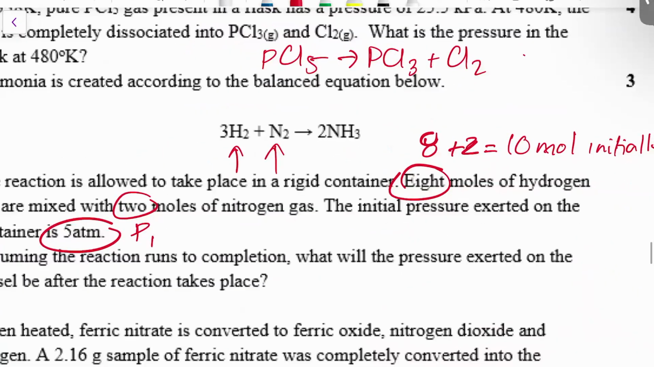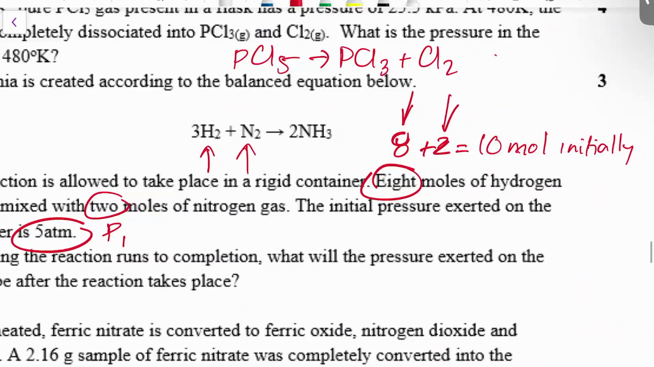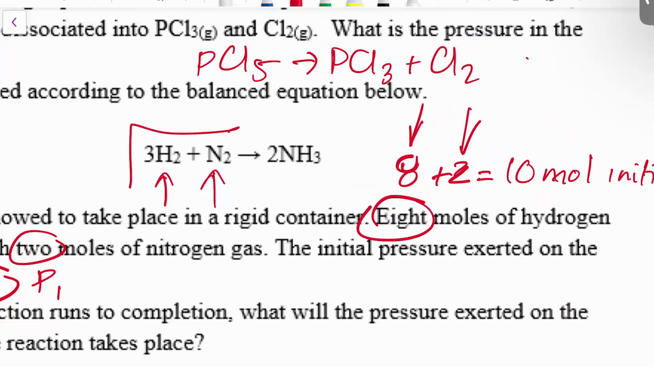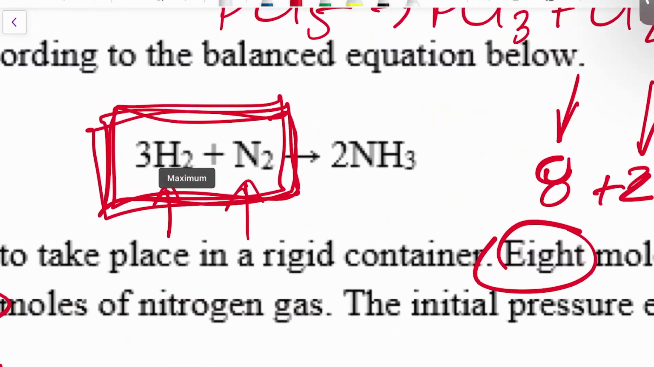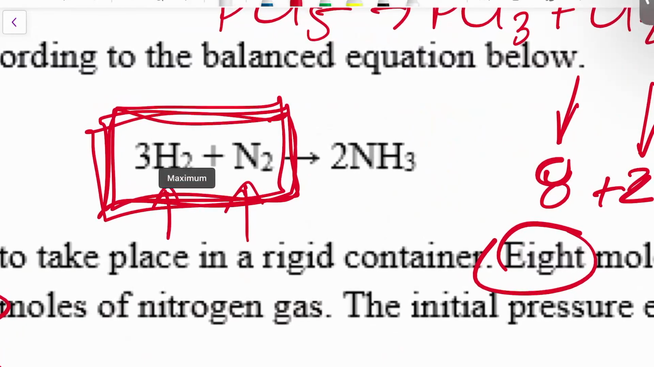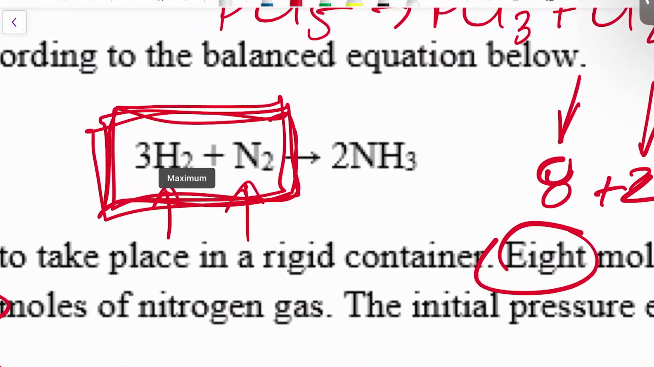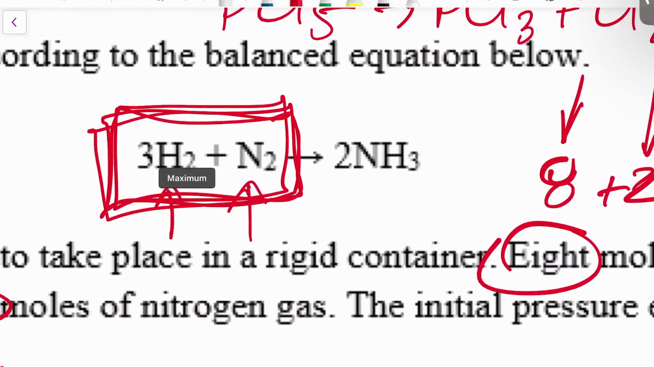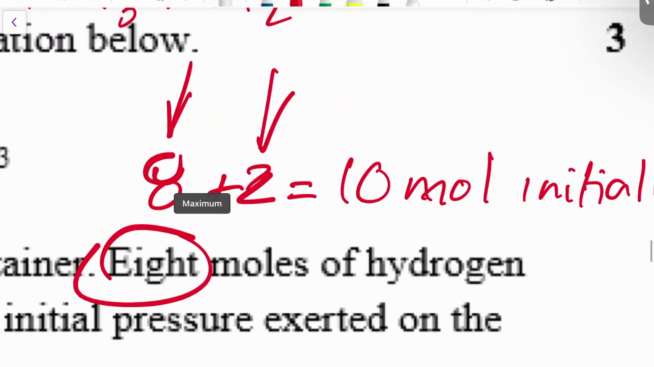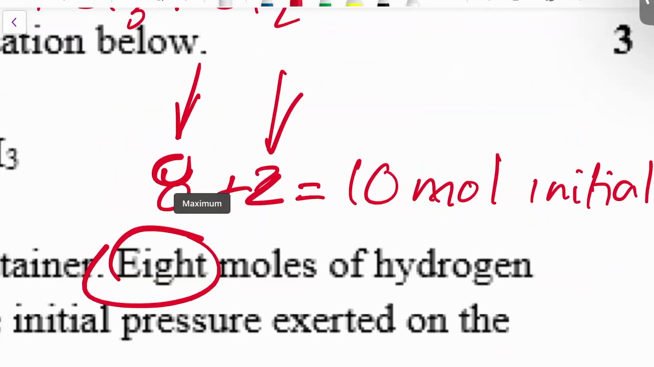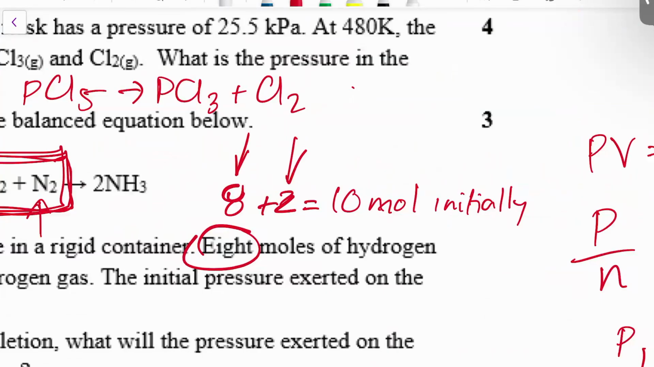The hydrogen is 8, and then the nitrogen is 2. That's the actual amount that we added. What's the correct ratio in the equation? 3 to 1. Okay, that's the correct ratio. If we want to make sure it's in ratio, you do 3 to 1, you do 6 to 2, you do 9 to 3. Is the amount they added in ratio? No. Which means, unfortunately, we can't get around it. You have to check for the limiting reagent and figure out what's left over.